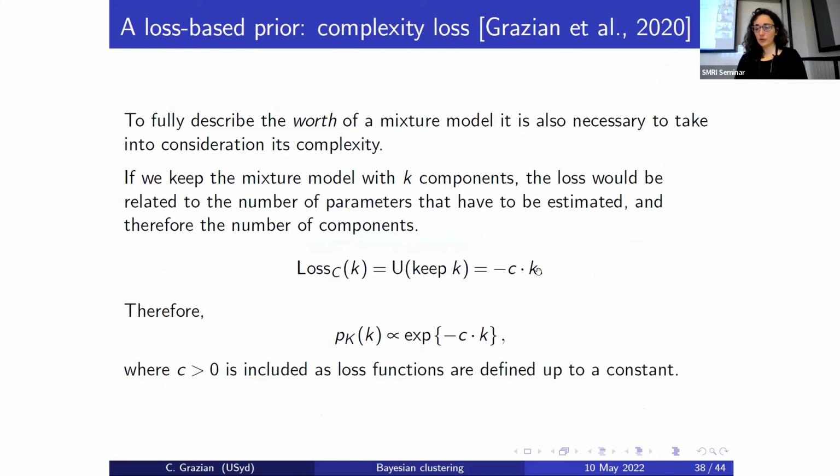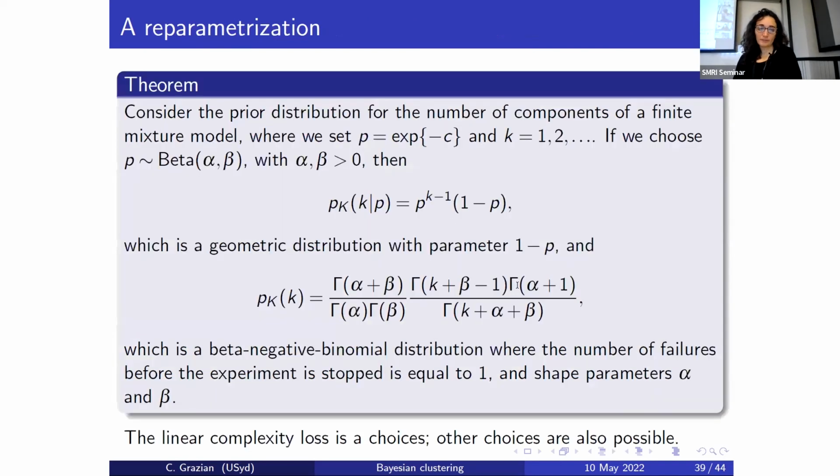To me, it makes sense to use a linear loss, in the sense that you penalize the number of parameters, which increases with the number of components. But you can think about other losses if you want to be more conservative, and then you define a prior distribution with respect to that. It's interesting that if you choose this loss function and this prior on P, you get a prior distribution which is known in closed form, but you can choose other things and obtain other types of distributions.